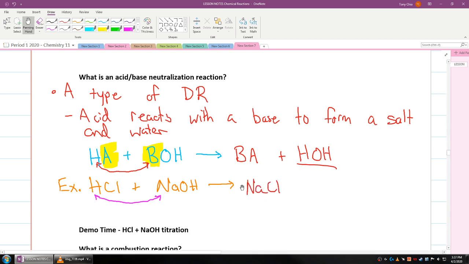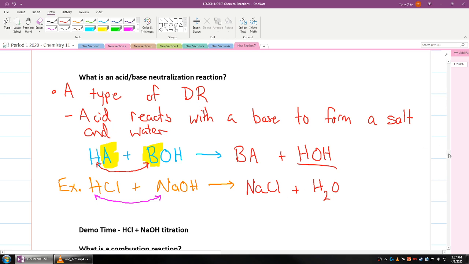As you see, Na came from the metal of the base, and Cl came from the non-metal of the acid. And your other product is going to be water. It's going to be HOH, or you can write it as H2O, or you write HOH, based on when you're balancing or not.